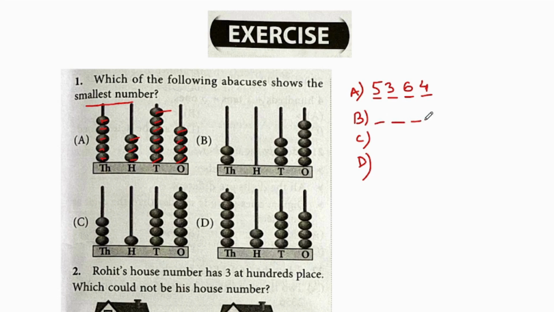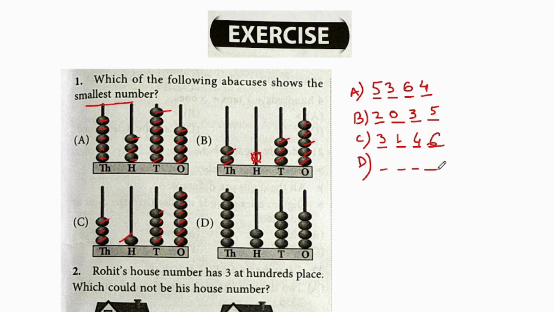Now option B. Likewise, 4 places. How many figures are there? 2. So 2. Then 0, there is nothing here. Then at the tens place, it is 3. At the ones place, it is 5. Likewise, in option C, 3 at the thousand place, 1 at the hundreds place, 4 at the tens place, and 6 at the ones place.